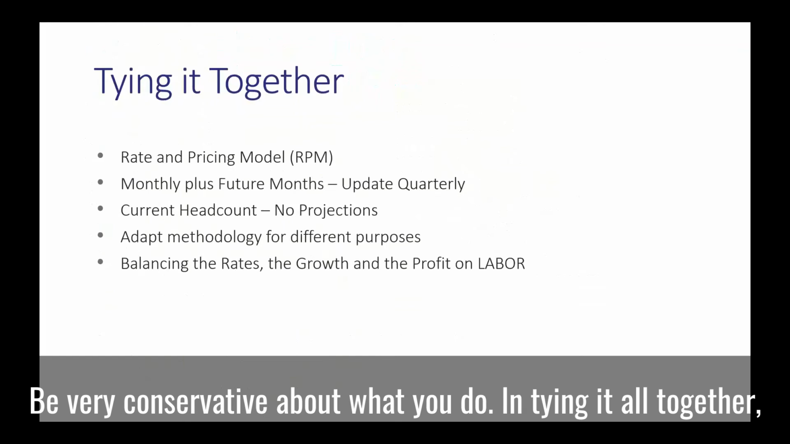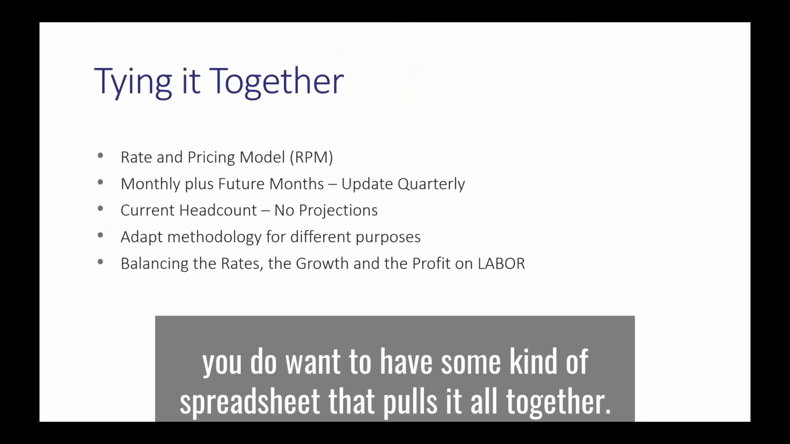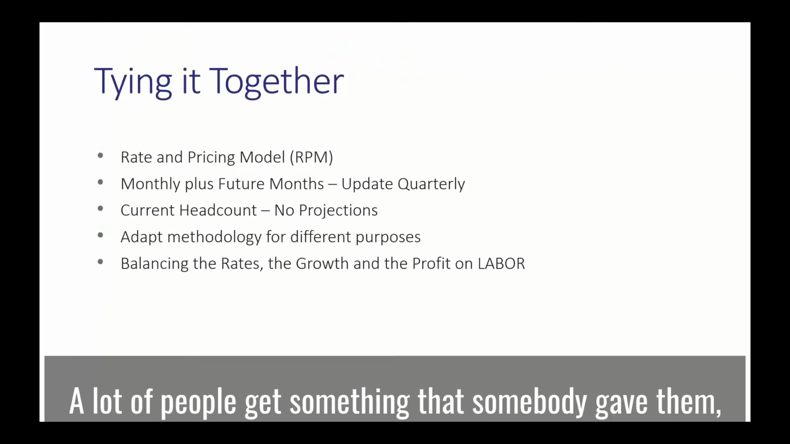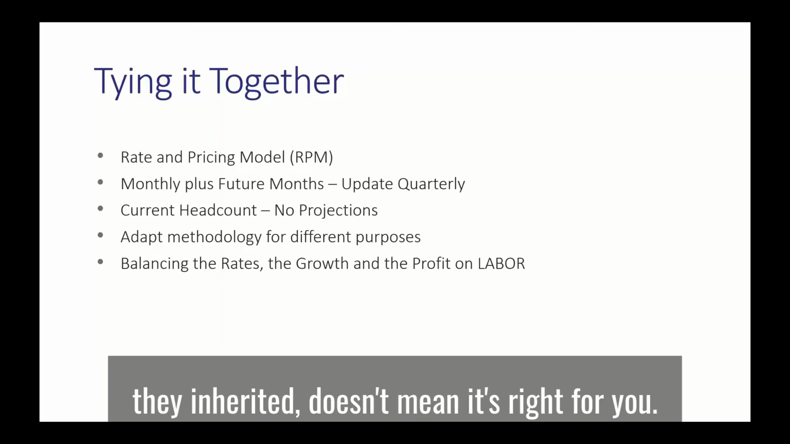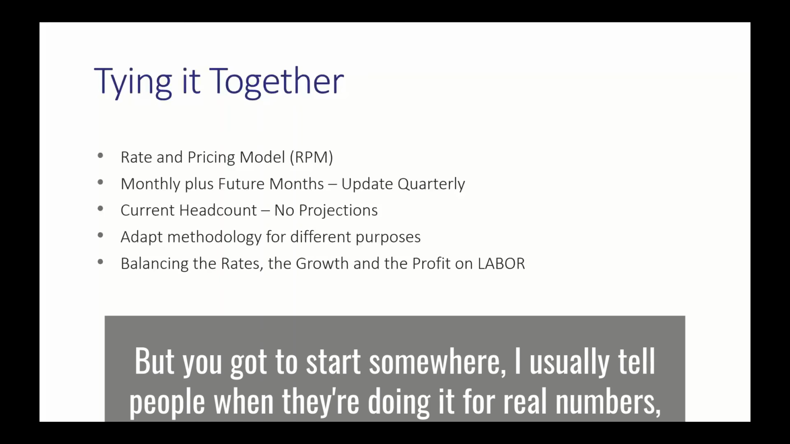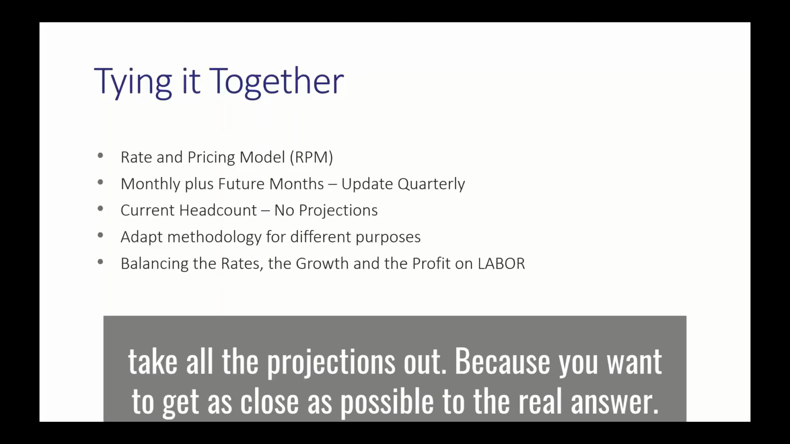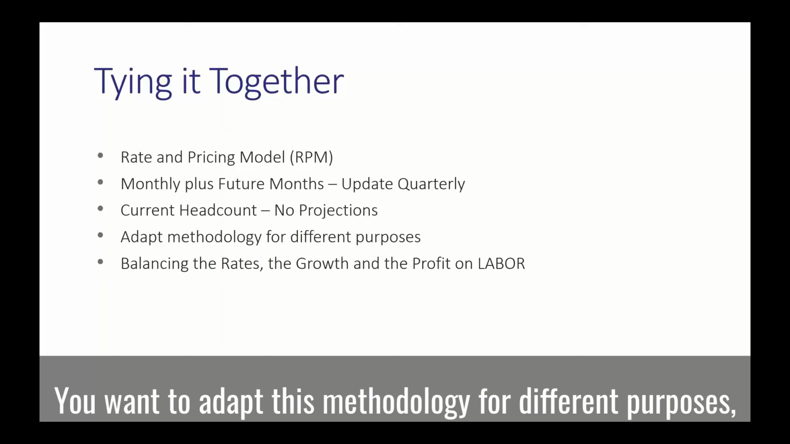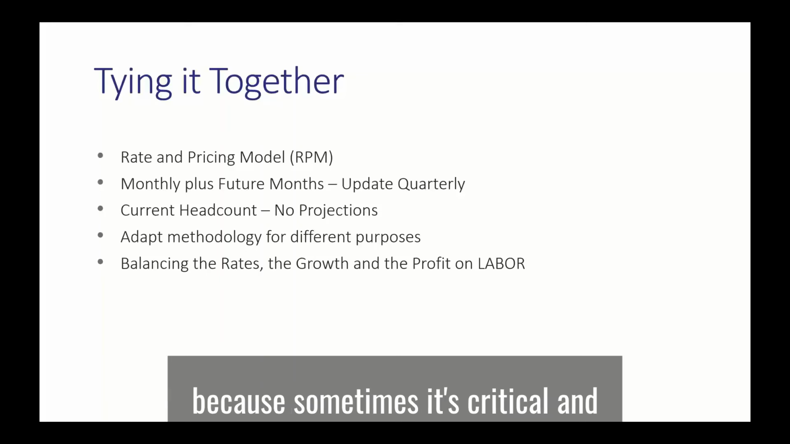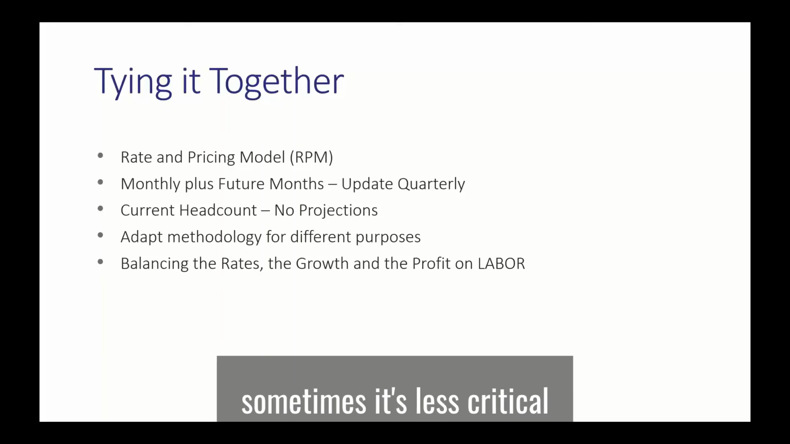In tying it all together, you do want to have some kind of spreadsheet that pulls it all together. A lot of people will get something that somebody gave them that they inherited. Doesn't mean it's right for you, but you got to start somewhere. I usually tell people when they're doing it for real numbers, take all the projections out, because you want to get as close as possible to the real answer. You want to adapt this methodology for different purposes, because sometimes it's critical and sometimes it's less critical.